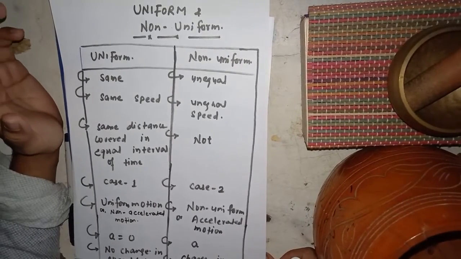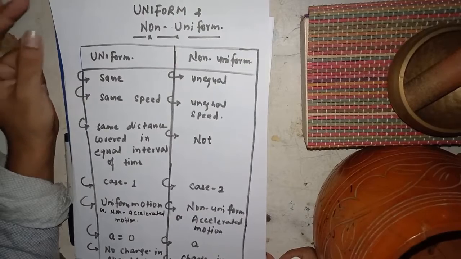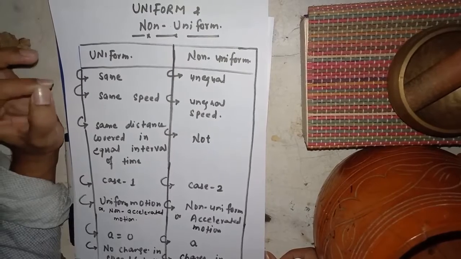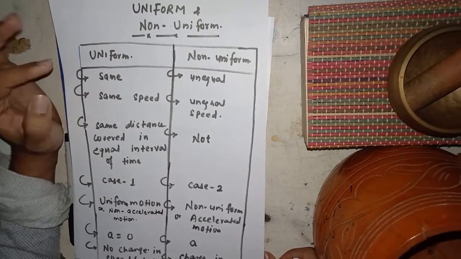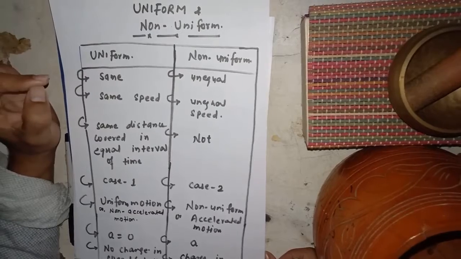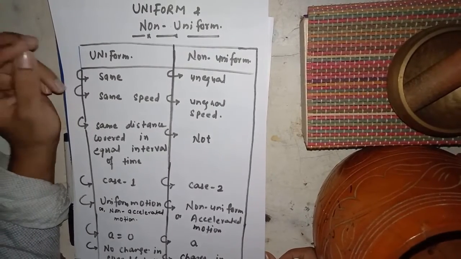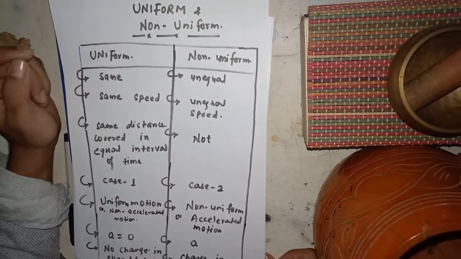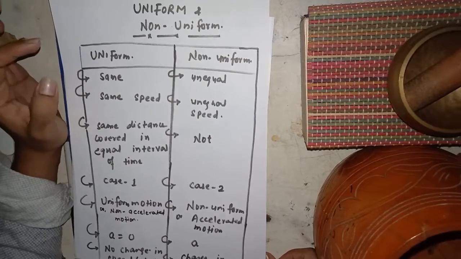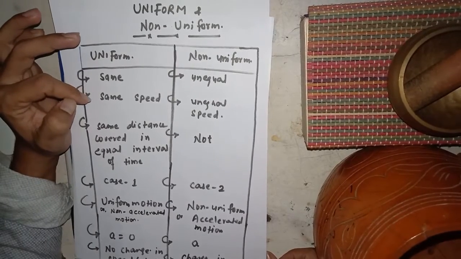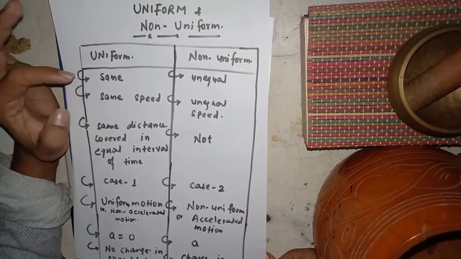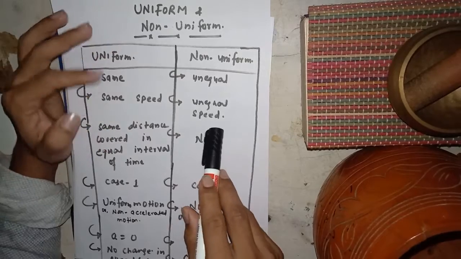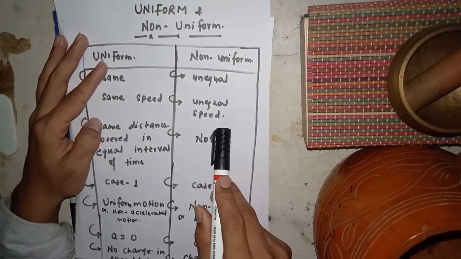One is uniform and second is non-uniform. I have already told you what is the meaning of uniform and non-uniform. Uniform actually means same, and non-uniform simply means not same or unequal. So if I say uniform motion, which quantity is same here? It is simply speed. That means in uniform motion, speed is same. But in non-uniform, speed or velocity is not same in your case.